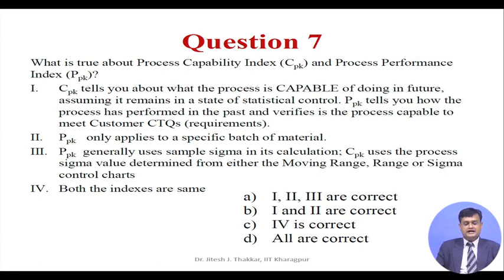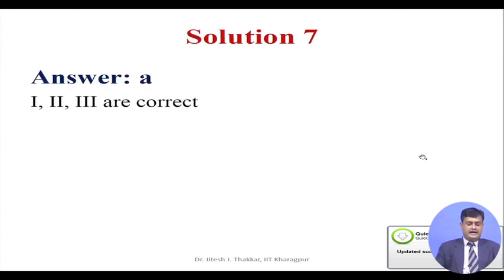2. PPK only applies to a specific batch of material. 3. PPK generally uses sample sigma in its calculation. CPK uses the process sigma value determined from either the moving average, range or sigma control charts, and 4. Both the indexes are same. So the correct answer is A. 1, 2 and 3 are correct.